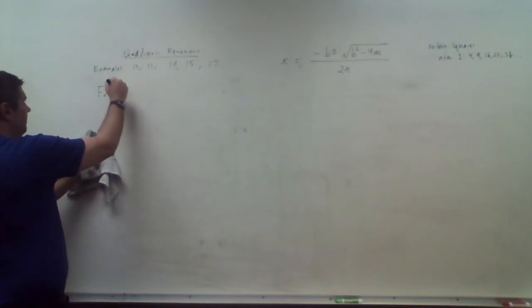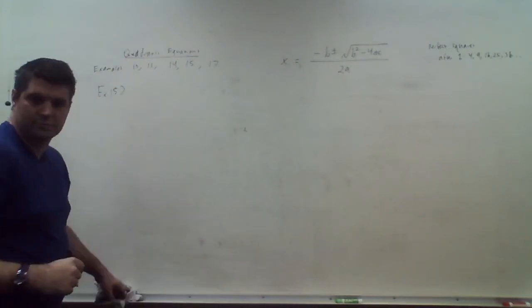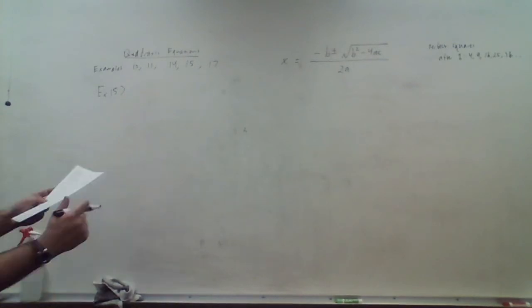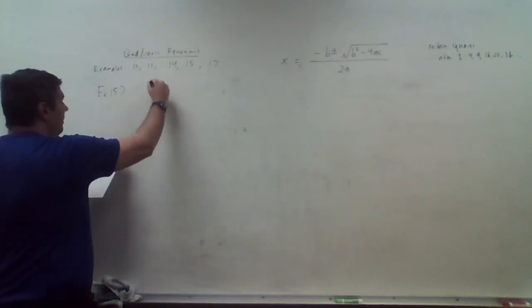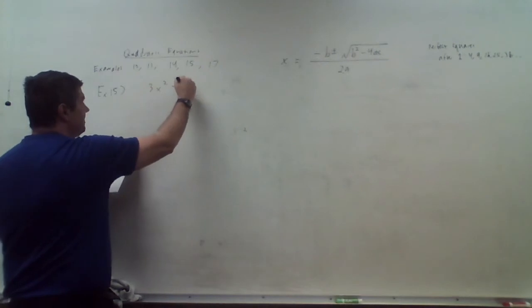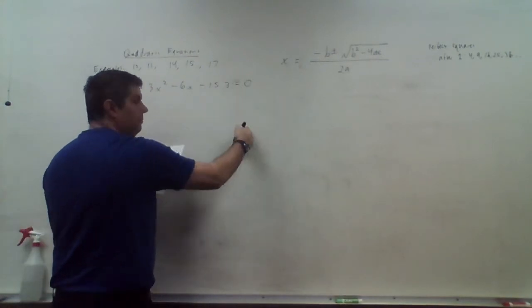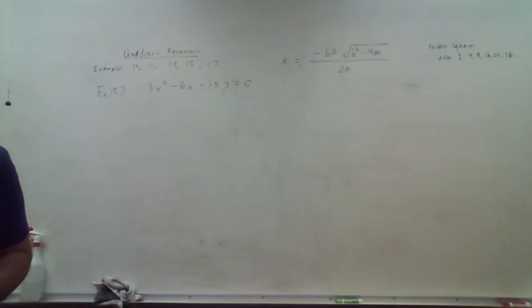Example 15. Three x squared minus 6x minus 153 equals 0. Okay?